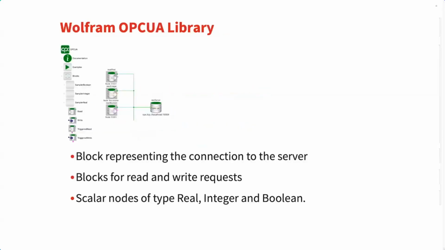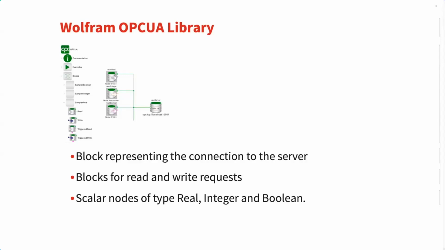For connecting SystemModeler models to OPC UA servers, we have the Wolfram OPC UA Library. It's available to SystemModeler users as a free download from our library store. In the library, we have one block that represents a connection to the server, and that's also the place where you can specify connection parameters, like the server URL.